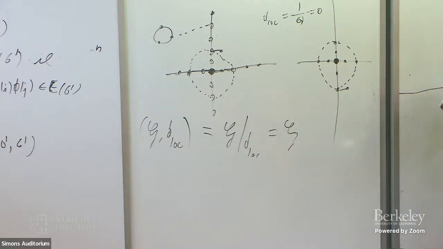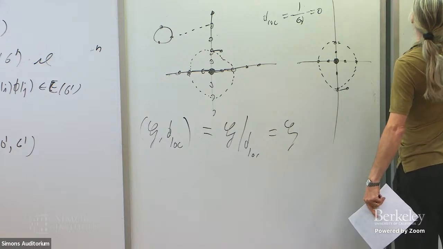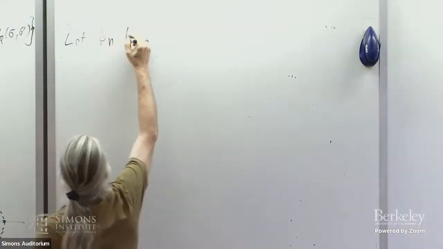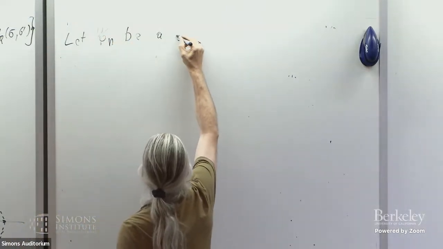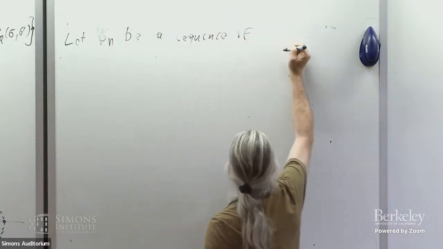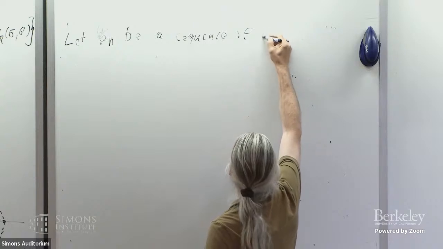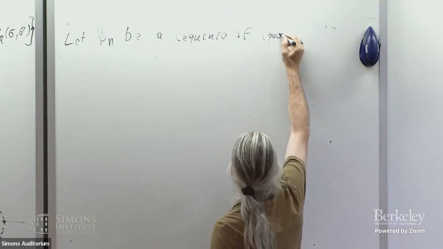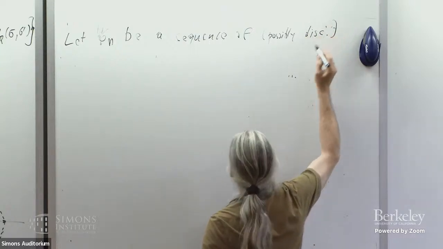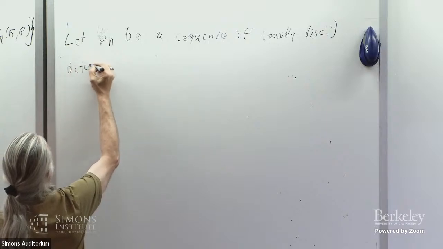Okay, so now let G_n be a sequence of, possibly disconnected, deterministic graphs.